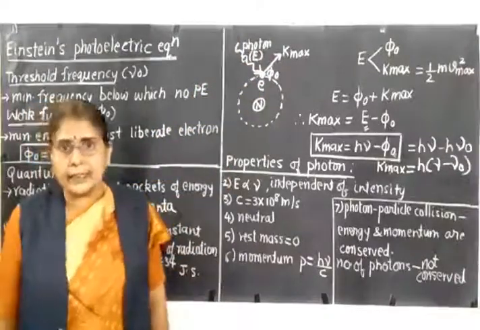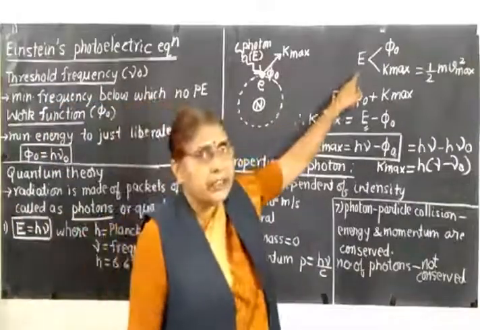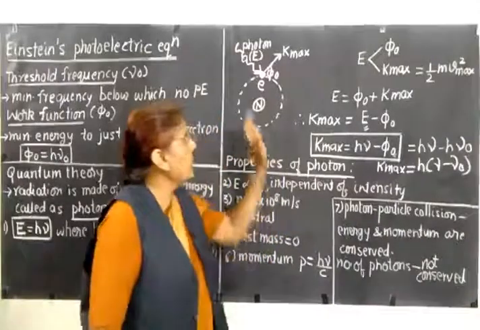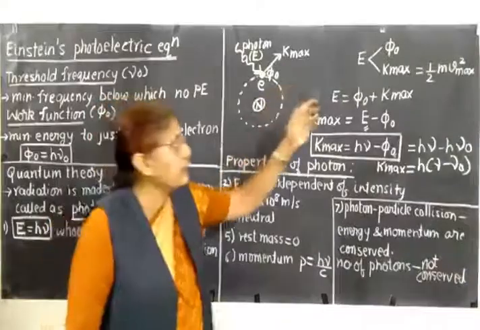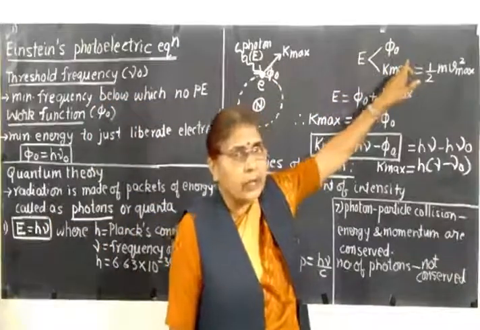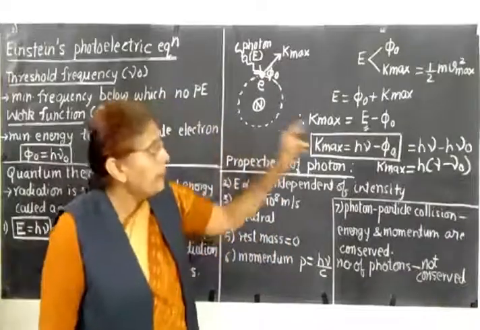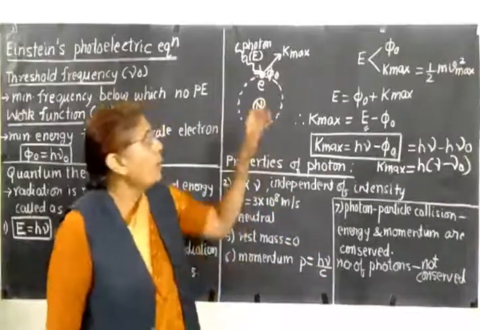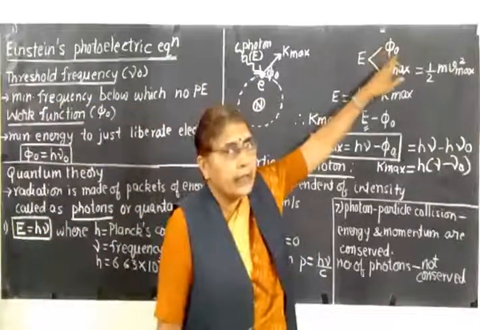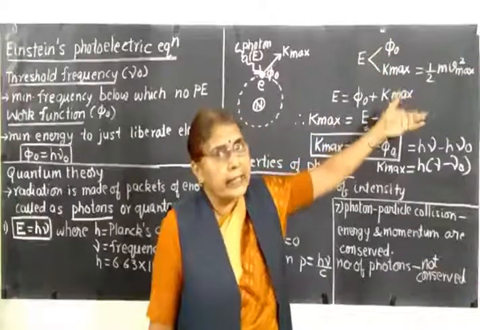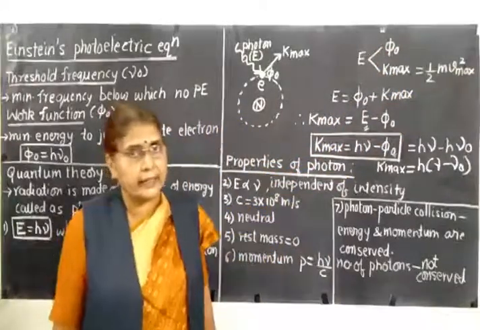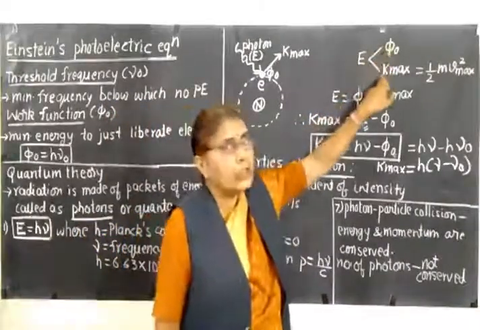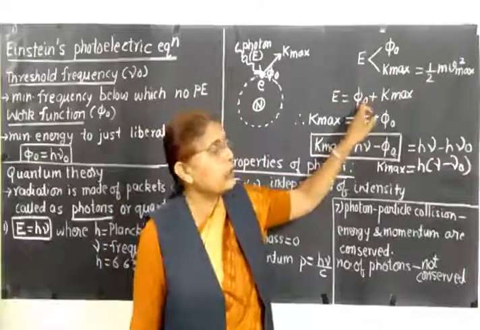What is the energy used for? This energy E, which is absorbed by the electron, is used in two ways. One is to just make the electron free, and that is nothing but your work function phi 0. And the remaining energy appears as the maximum kinetic energy of the electron. So part of the energy is used to just make the electron free, and the remaining energy is the maximum kinetic energy of the electron. Therefore, you can write the relation E is the sum of phi 0 and K max, or E equals phi 0 plus K max.